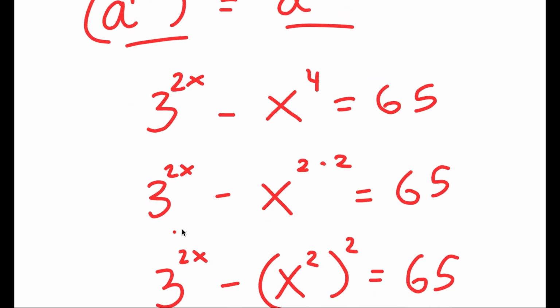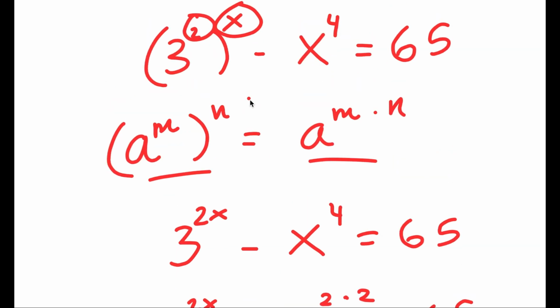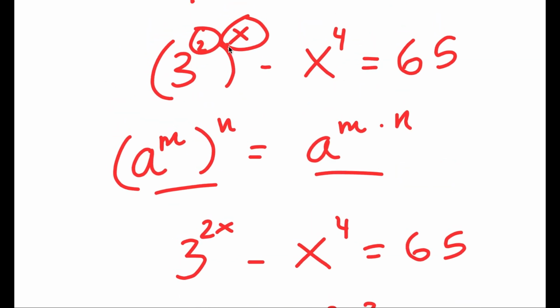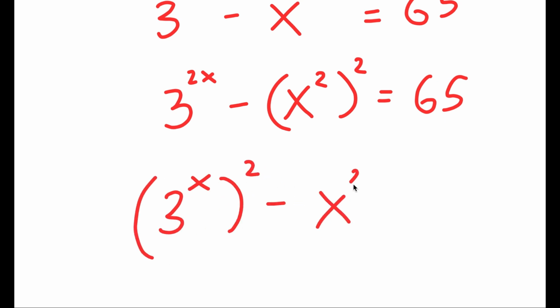And now for 3 to the power of 2x, I'm going to reverse it again, because before it was 3 to the power of 2 to the power of x. Now it's going to be 3 to the power of x to the power of 2. So both of them are the same.